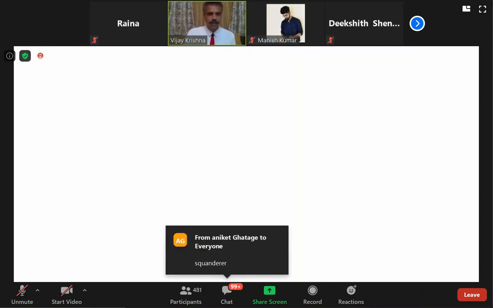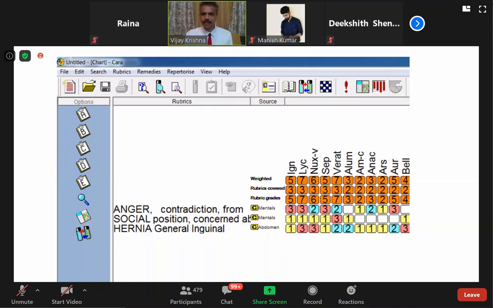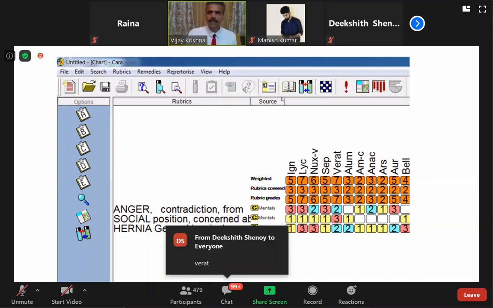Okay. So a few rubrics that we took up here: anger, contradiction from social position, concerned about, hernia inguinal. Okay. So the remedies: ignatia, lyco, nux, sepia, verat. Any wild guess? What was the remedy prescribed?